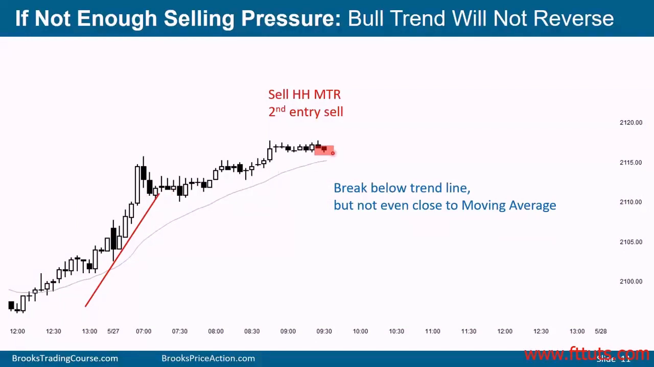Now, is this a good major trend reversal setup? You could say, well, Al, it broke below the bull trend line and went sideways about 5 or 10 bars. Yes, but how close did it get to the moving average? Where are the consecutive big bars? We have a pair of consecutive big bars here, but this is probably a pause after a buy climax, and then we have trend resumption up. Not much selling pressure at all.